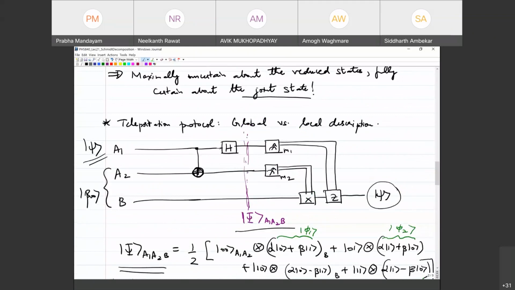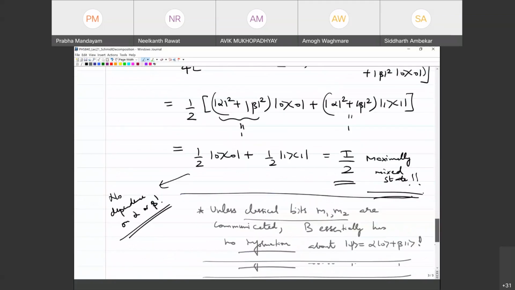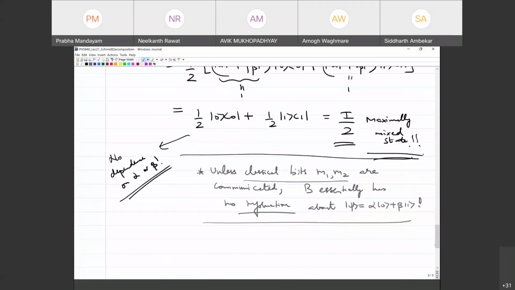And without knowledge of those classical bits, B simply does not have information about psi. In fact, B's state is completely independent of psi, right? There is no dependence of this final state on alpha or beta. Okay, is this idea clear? Any questions?